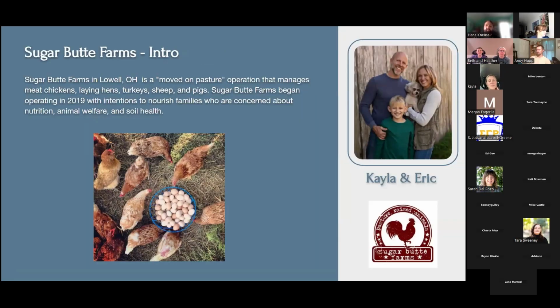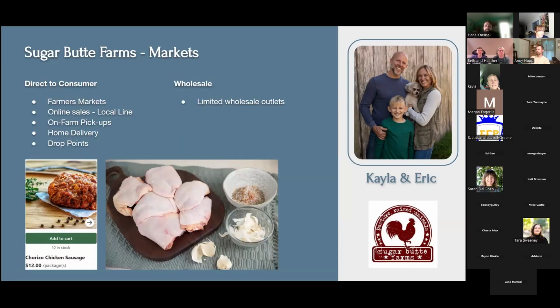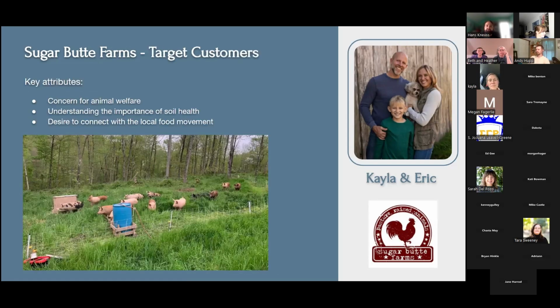First off, we have Kayla and Eric. I think it might just be Kayla tonight, from Sugar Butte Farms. They're in Lowell, Ohio. I don't know how to say that. They're a moved-on pasture operation that manages meat chickens, laying hens, turkey, sheep, and pigs. They began in 2019 with intentions to nourish families who are concerned about nutrition, animal welfare, and soil health. They're selling direct to consumer at farmers markets and online sales. They have a local line profile. They do online on-farm pickups, home delivery, and they also have drop points. And they have a few limited wholesale outlets as well. The key attributes of their target customers are concern for animal welfare, understanding the importance of soil health, and a desire to connect with the local food movement.